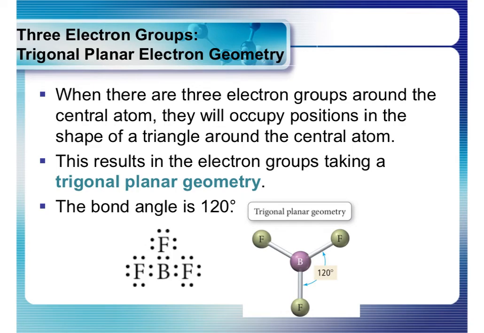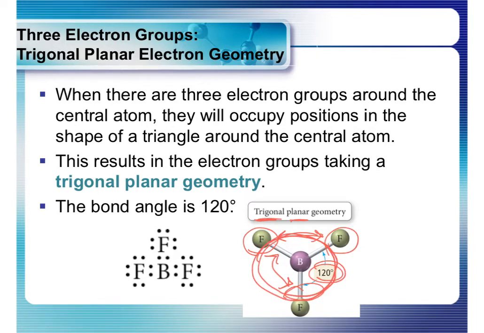All right, 3 electron groups. If you have 3 electron domains around a central atom, and of course they're trying to get as far away from each other as possible, they will adopt what we describe as a trigonal planar shape. And the angles between the bonds are 120 degrees, and that's because this structure makes a circle.